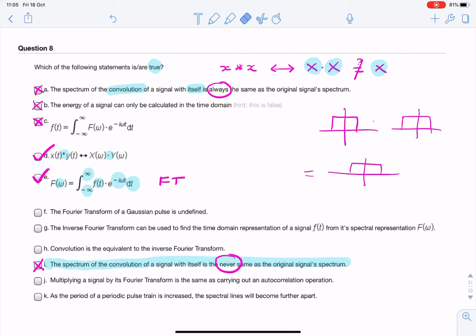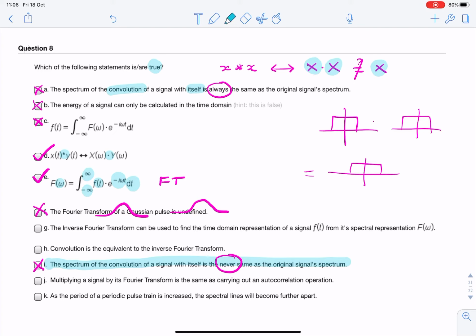F, the Fourier transform of a Gaussian pulse is undefined. So what's the Fourier transform of a Gaussian pulse? It's actually not undefined, it's another Gaussian pulse. So that's not true. G, the inverse Fourier transform can be used to find the time domain representation of a signal f of t from its spectral representation f of omega.